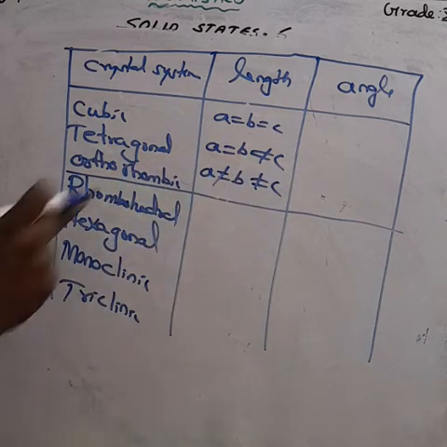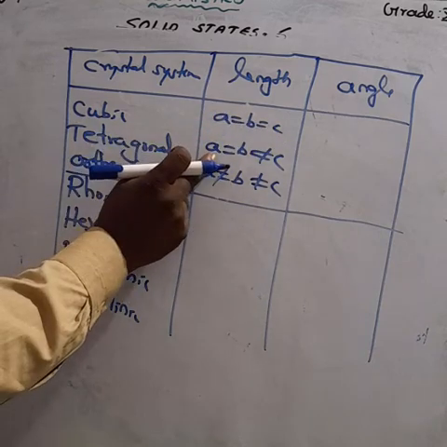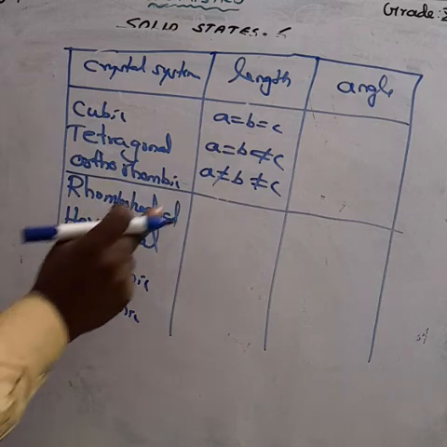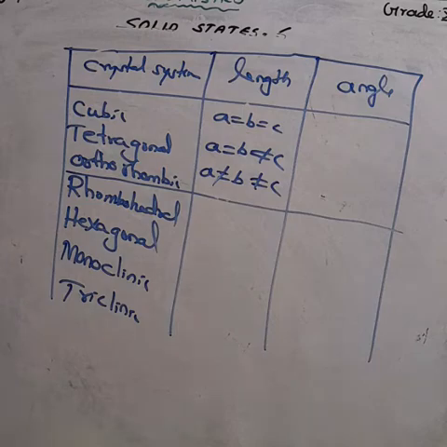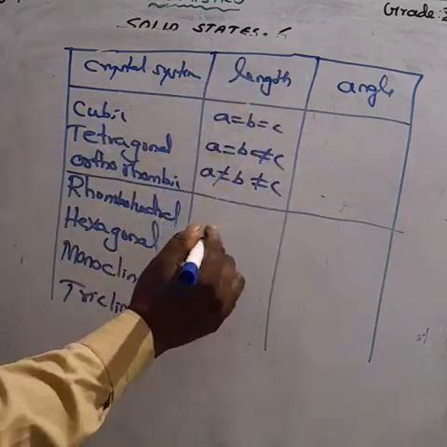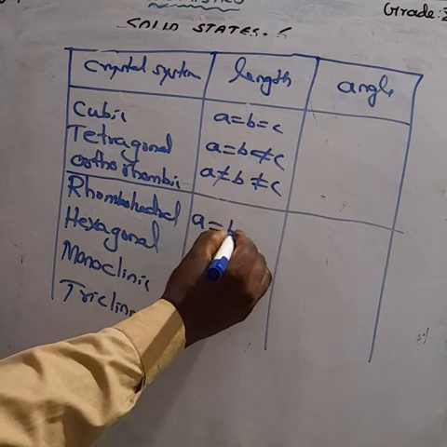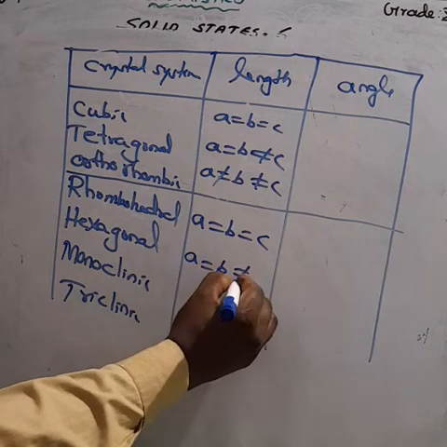First one, A is equal to B, B is equal to C. Second one, A is equal to B, B is not equal to C. Third one, A is not equal to B, B is not equal to C. Again repeat the same three for the fourth, fifth and sixth. First one, you have to write fourth one like that; second one, fifth one; third one, sixth one.